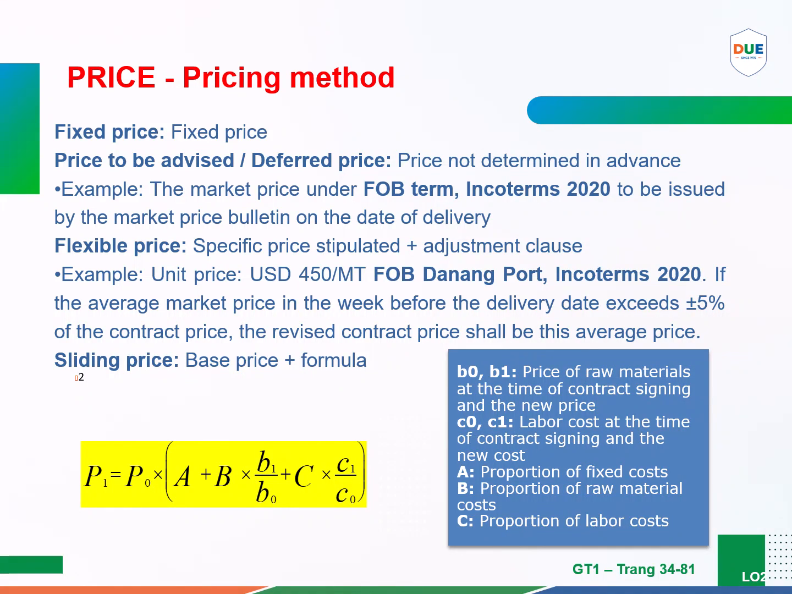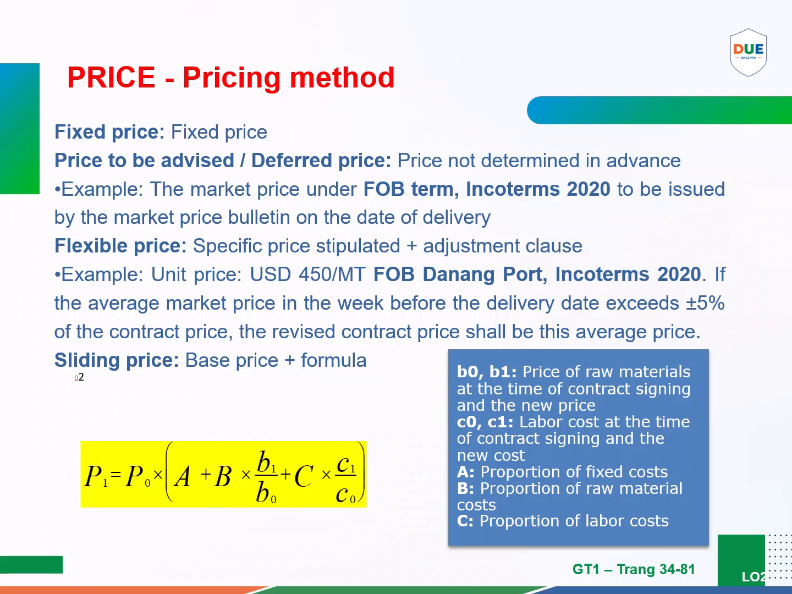We need to choose a pricing method that suits the characteristics of the goods, the contract duration, and the level of market fluctuation in order to minimize risk and disputes. With a fixed price, the price is clearly determined at the time of contract signing and does not change throughout the contract term. This method provides certainty for both parties and makes it easier to calculate costs and profits, but it carries risk if market prices fluctuate significantly, especially disadvantaging the party exposed to price changes.